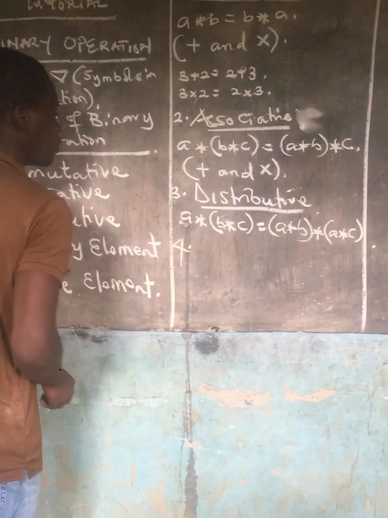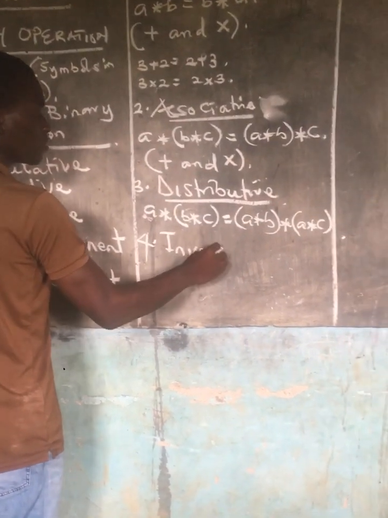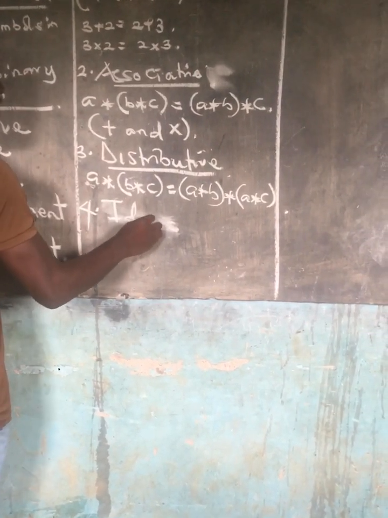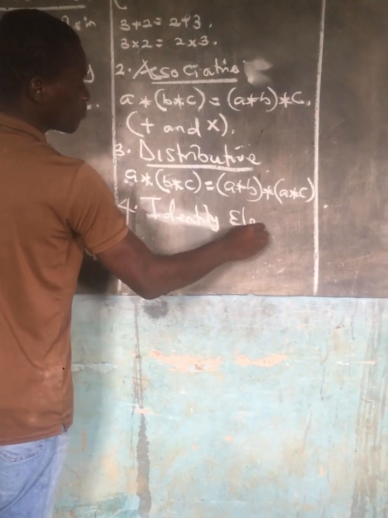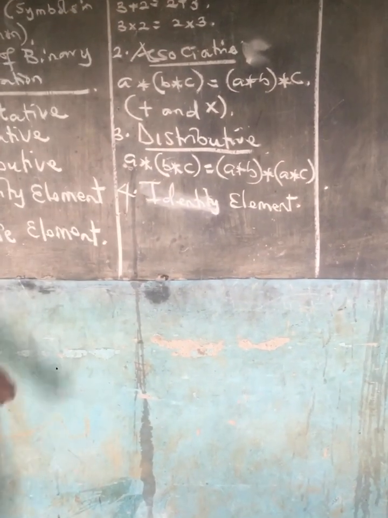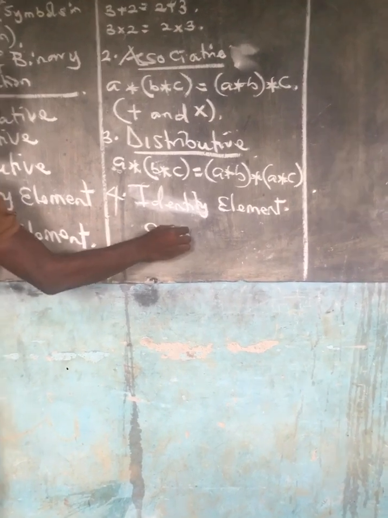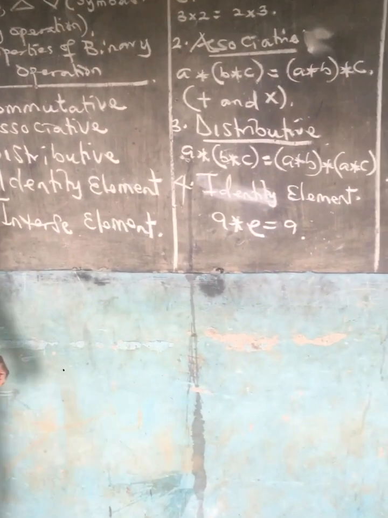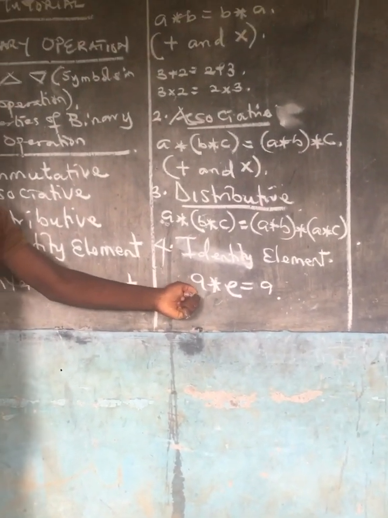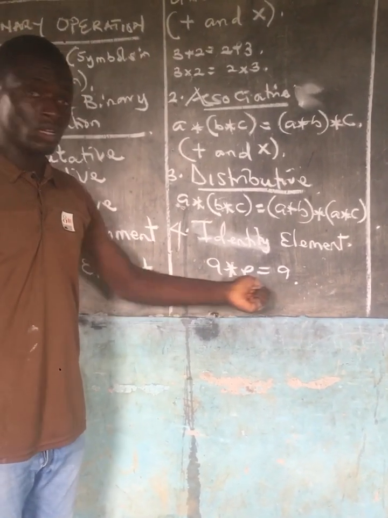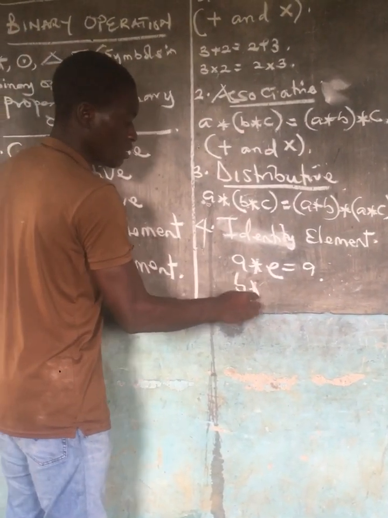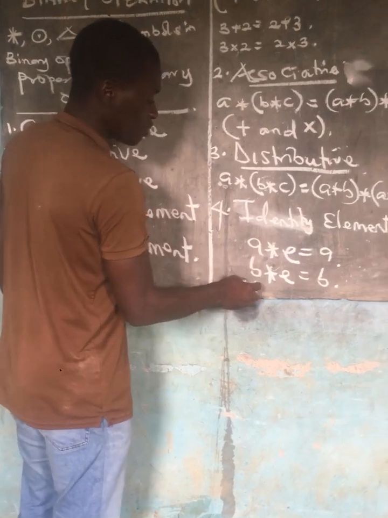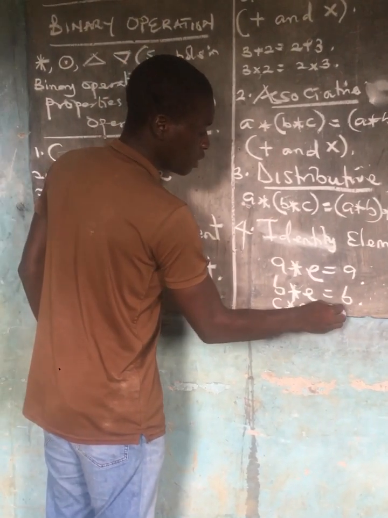Number 4, we have identity element. A asterisk identity element must be equal to A. Whatever we put in front of identity element, we must get it back. But if we have B asterisk identity element, it must give us B. If we have C asterisk identity element, it must give us C.